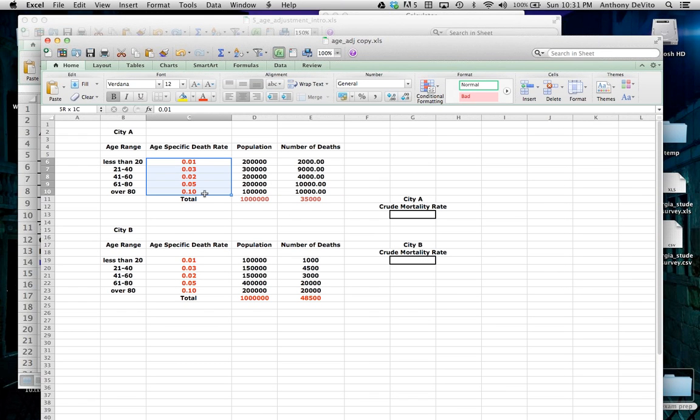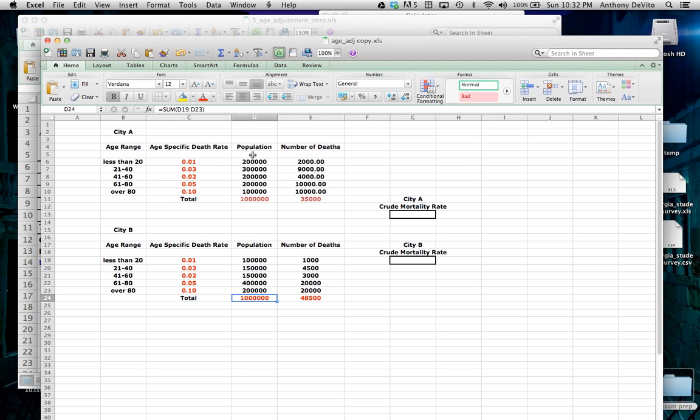Now, I got two cities. In each one of these two cities, they have the same age-specific death rates. If you're less than 20, your chances of dying are 1 in 100. 21 to 40, your chances of dying are 3 out of 100, 3%. Over 80, your chances of dying are 10%. Both populations, City A and City B, have the same age-specific death rates. Both populations have a population of 1 million people.